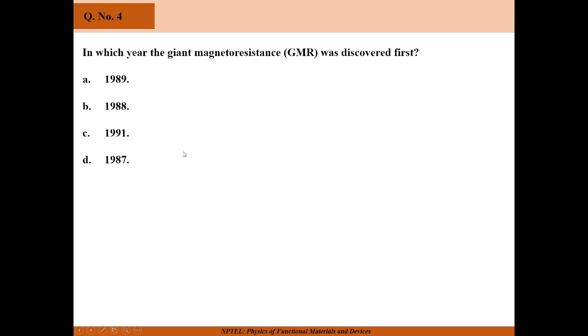In which year was giant magnetic resistance first discovered? Any idea? It is difficult to remember all the years, but since we are primarily focusing on this, these kinds of questions can be asked in your examinations also. The correct answer, I think, is 1988, option B.